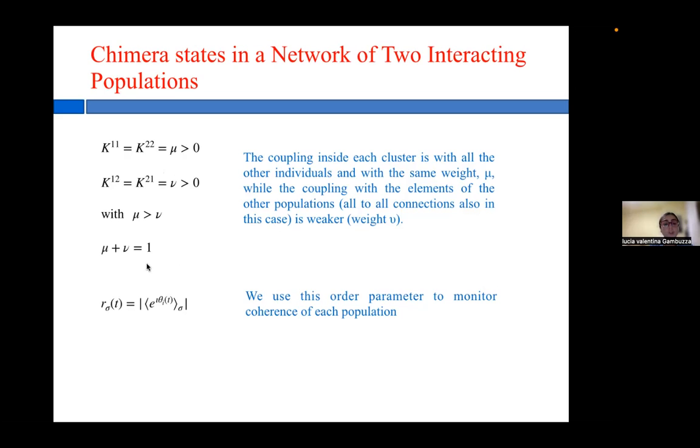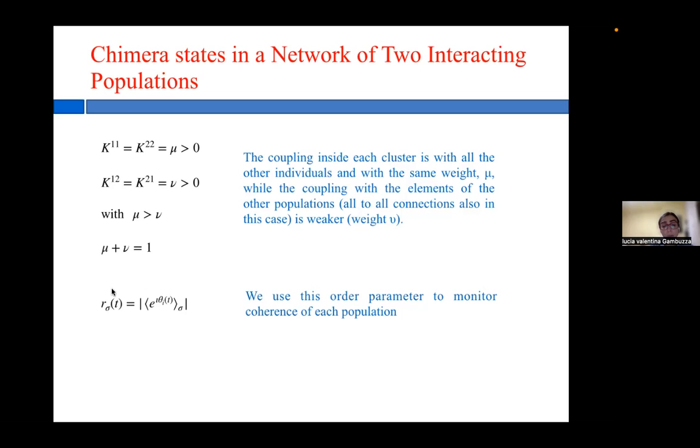And to look at the behavior of this system, we introduce an order parameter R, and we can define two different order parameters, one for each population, which is simply given by this formula.